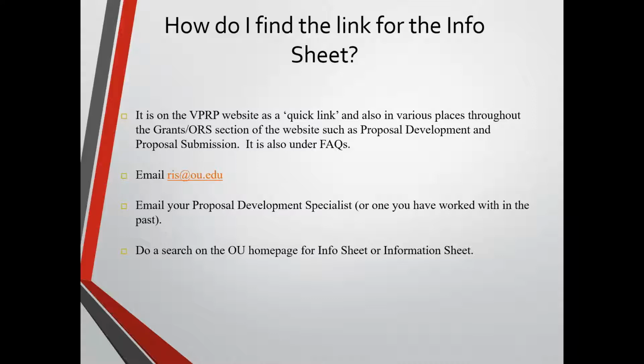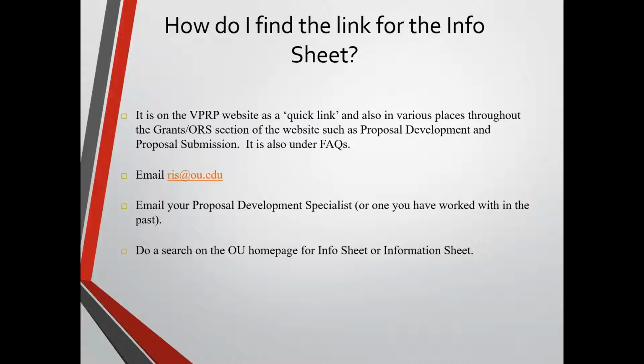How do you find the link for the information sheet? Well, it's in a lot of different places. You can go to the VPRP website. There's a quick link on the bottom of it, and it's also scattered in various places, such as proposal development, proposal submission, and also under FAQs. And when I go through the demonstration on how to actually fill one out, I'm going to take you through the quick link that's on the VPRP's website.